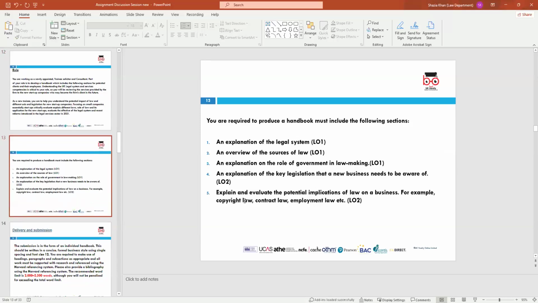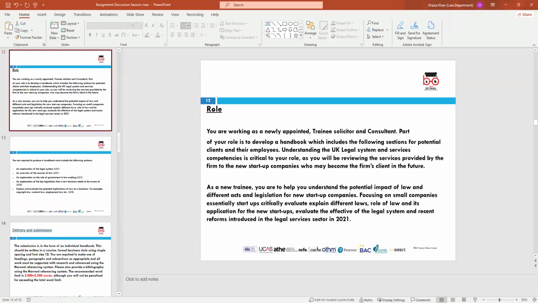As a new trainee, you are to help you understand the potential impact of law and different acts and legislation for new startup companies. Focusing on small companies, essentially startup. Critically evaluate, explain different laws, role of the law and its application for new startups. Evaluate the effectiveness of the legal system and recent reforms introduced in the legal services sector in 2021.